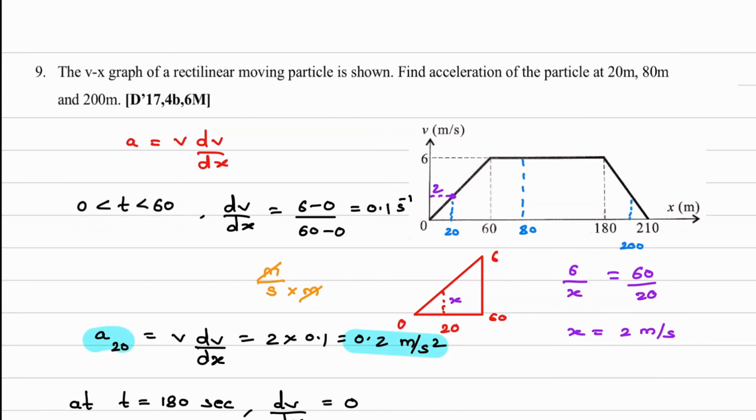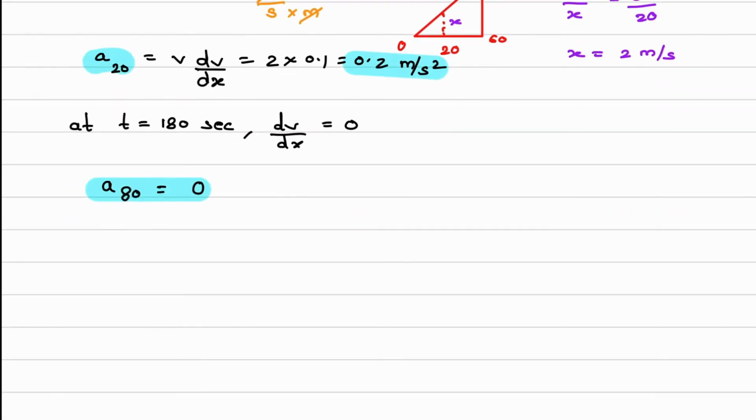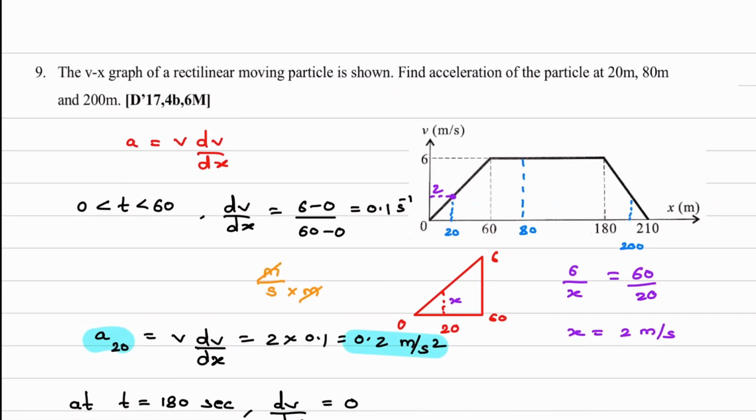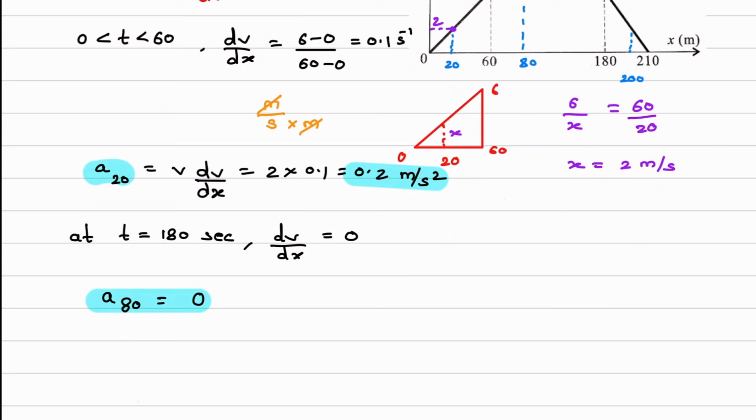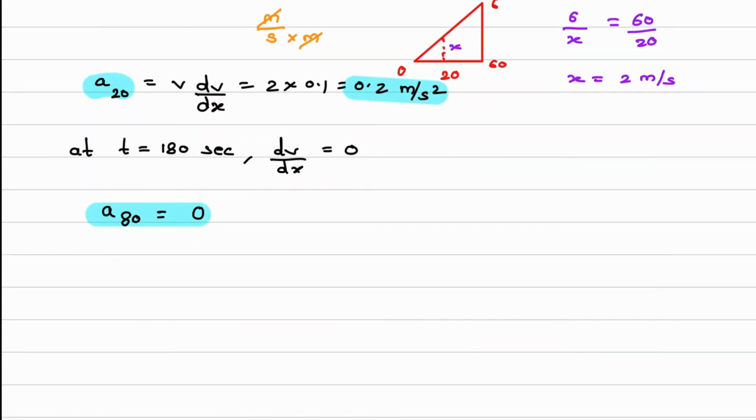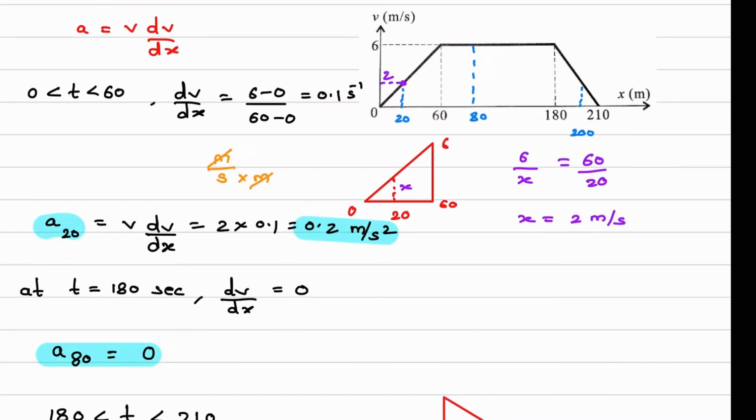Then next part is we will write down when t is in between 180 and 210. So for this part, we will draw the triangle. Now here you should be careful. What is the last point? It is 210.